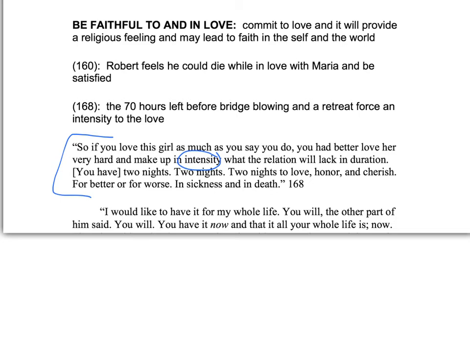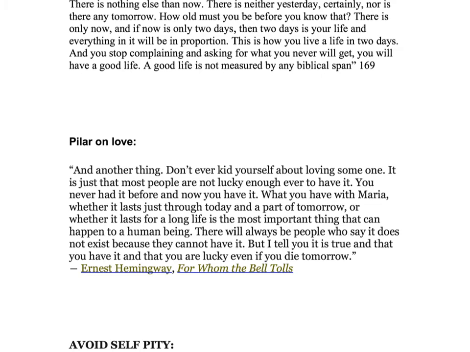Here's a more interior monologue here about this relationship with Maria. I'd like to have it for my whole life. You will, the other part of him said, you will. You have it now, and that is all your life is, now. There's nothing else than now. There's nothing, neither yesterday, certainly, nor is there any tomorrow. How old must you be before you know that? There is only now, and if now is only 2 days, then 2 days is your life, and everything in it will be in proportion. This is how you live a life in 2 days, and you stop complaining and asking for what you will never get.